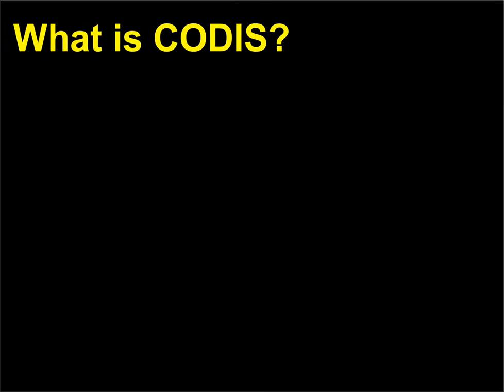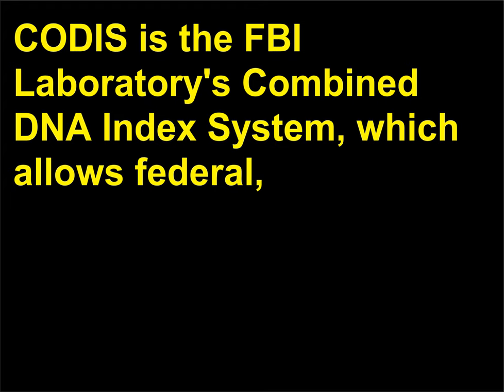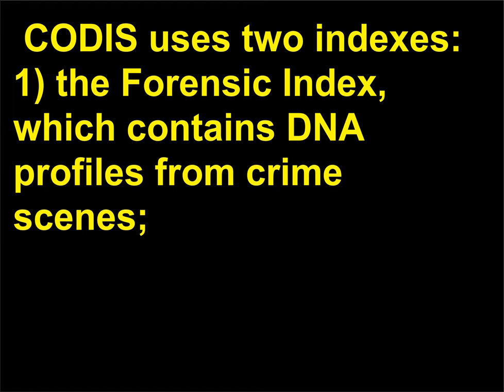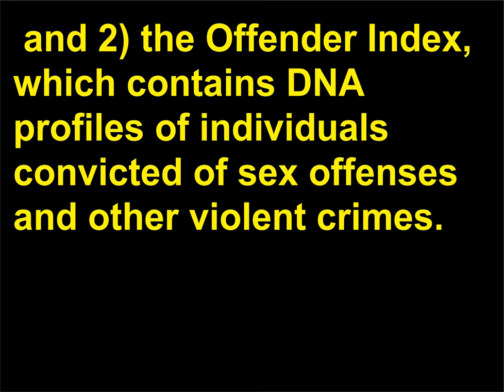What is CODIS? CODIS is the FBI laboratory's combined DNA index system, which allows federal, state, and local police agencies to compare DNA profiles electronically. CODIS uses two indexes: 1, the forensic index, which contains DNA profiles from crime scenes, and 2, the offender index, which contains DNA profiles of individuals convicted of sex offenses and other violent crimes.